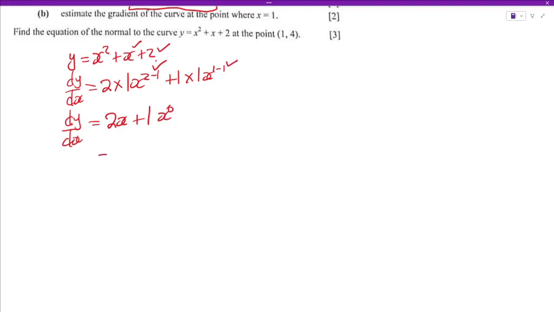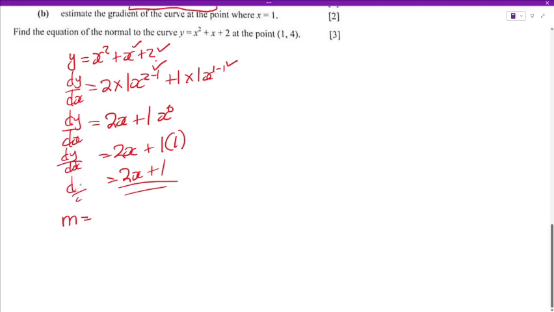Then what do you get there? We're going to say 2x plus 1 times 1, because this x to the power 0 will convert to a 1. Any value raised to the power of 0 is 1. So the differentiated function is just 2x plus 1. So at this point we can now say m is equal to dy over dx, so m is equal to this same differentiated function.